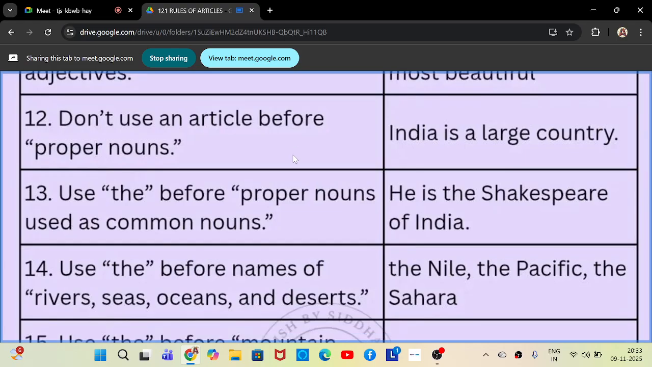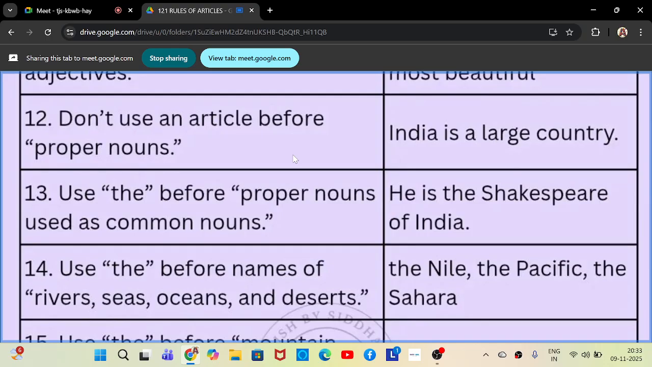Don't use an article before proper nouns. You should not use articles before any proper noun. You should not use an article before proper nouns. So what are proper nouns? You will have this doubt.